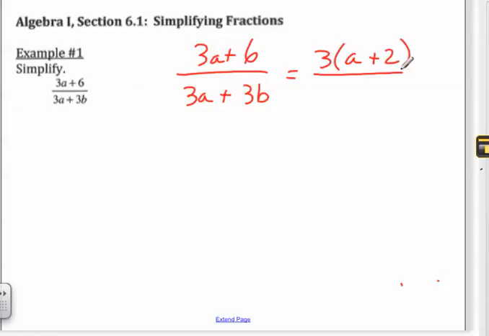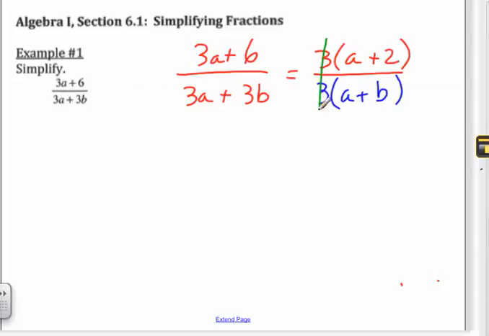Now, I'm going to let you help me with the bottom. Is there anything that I can pull out from both terms on the bottom? 3. All right, so I've got 3 times what? A plus B. Beautiful. Now I've factored the top and I've factored the bottom. Is there anything that shows up on top and bottom that I can cancel? Yes. The 3's. Okay, I can cancel the two 3's.